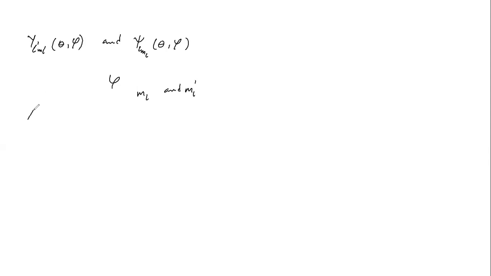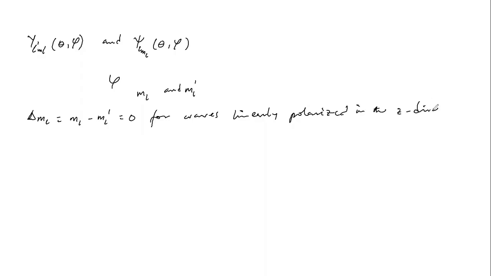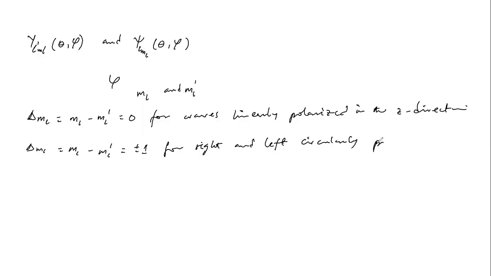And now we have delta m_l, the changing azimuthal quantum number, which is m_l minus m_l' equal to 0 for waves linearly polarized in the z direction, and delta m_l equal to plus or minus 1 for right and left circularly polarized waves. These are our 25th equations, so you can say this is our 25th, right?